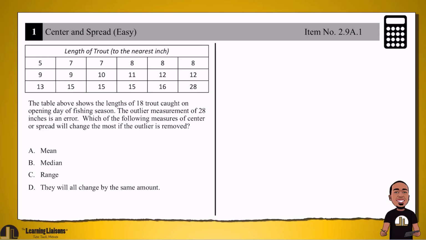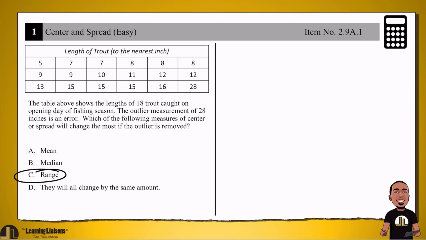The answer to this question is C, range. The reason you don't need to compute the mean, the median, and the range, and then the change to each, is that whenever you're dealing with an outlier in a set of data, removing the outlier changes the range significantly. An outlier is a data point that is really far away from your usual data pool.